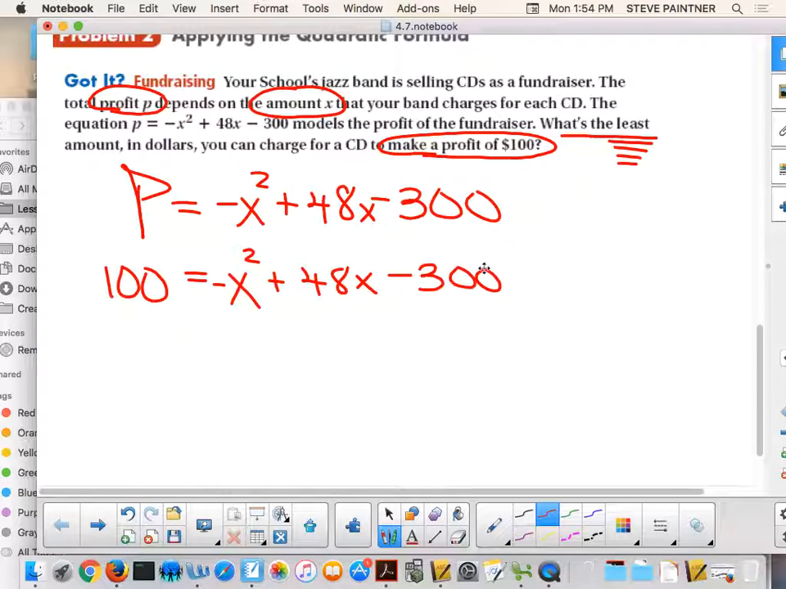Ready? Go get the answer. Use the quadratic formula. It's just a quadratic equation. You want to make $100? Put 100 in for P.